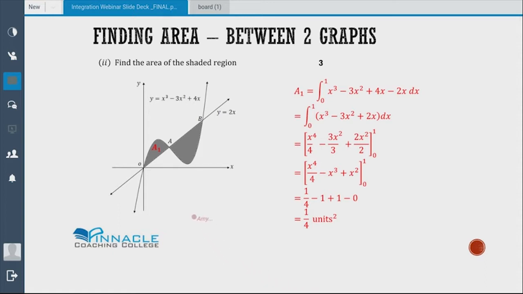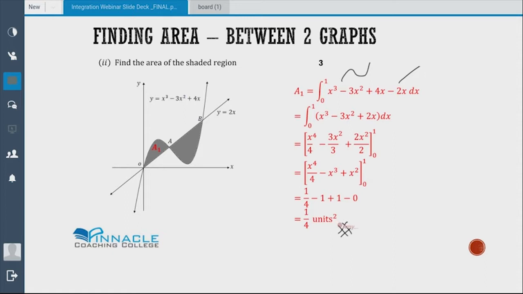So I've just split it into two parts because obviously you can see the relationship is a little bit different depending on whether you're talking about from 0 to A or A to B. For 0 to A, the top graph is the cubic. So you can see the cubic went first, followed by the straight line in building the integral, and from 0 to 1. Okay, so simplifying the algebra on that, doing the integration, then just simplifying a little bit more, put in the numbers, you should get a quarter.